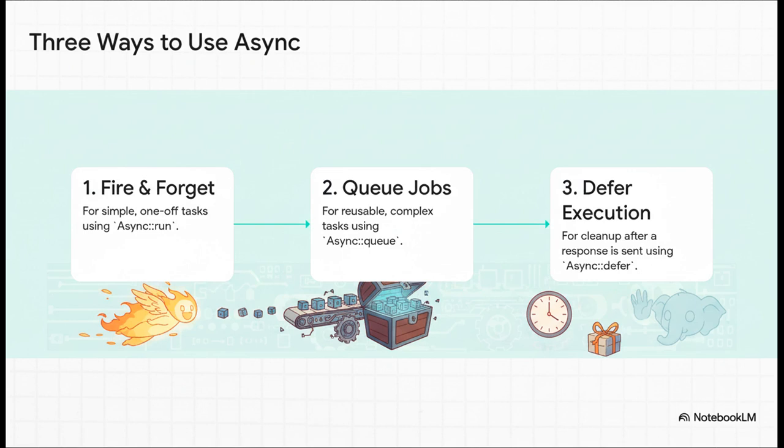Now, PHPWeave gives us three main ways to handle these jobs. First, there's the fire and forget approach, which is awesome for simple one-off things. Then, you have queue jobs, which is a much more robust system for your complex or critical work. And finally, there's defer execution, which is really for those small cleanup tasks you want to run the very instant after the response has been sent to the user.